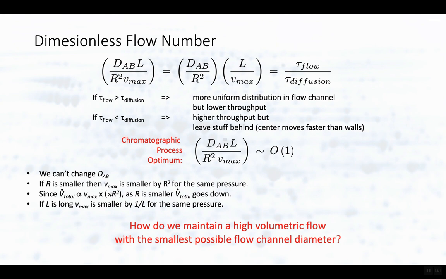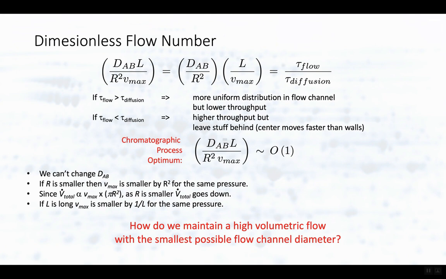So now let's think about this. If our flow time constant is very much larger than our diffusion time constant, then diffusion is faster than the time it takes to get down the pipe. We have a more uniform radial distribution of concentration in the flow channel, but we have lower throughput because we're flowing very, very slowly down that channel.